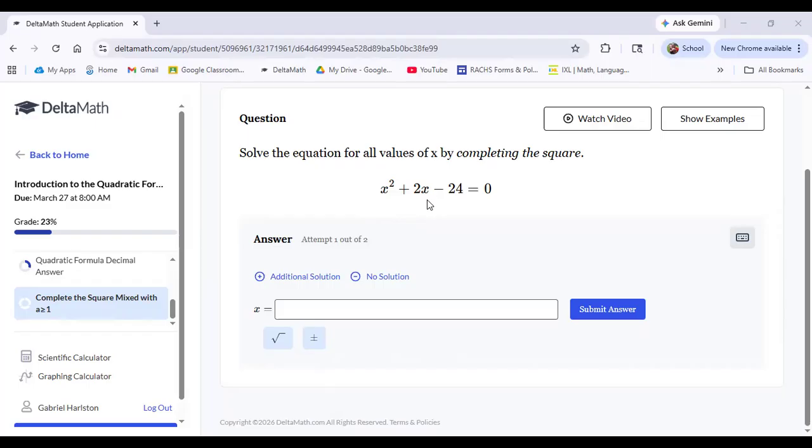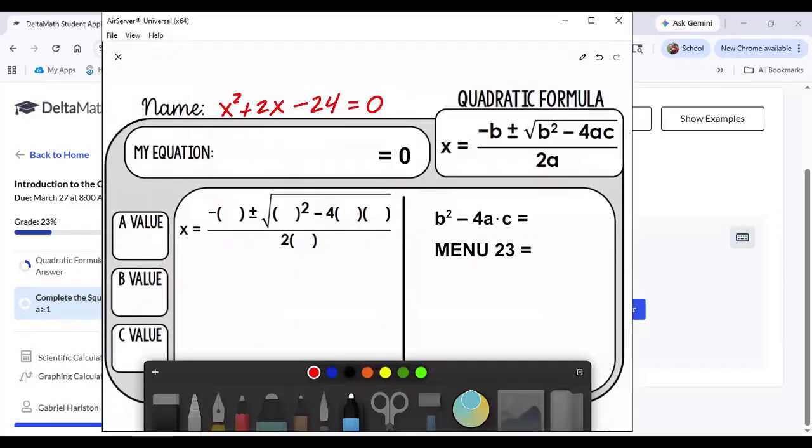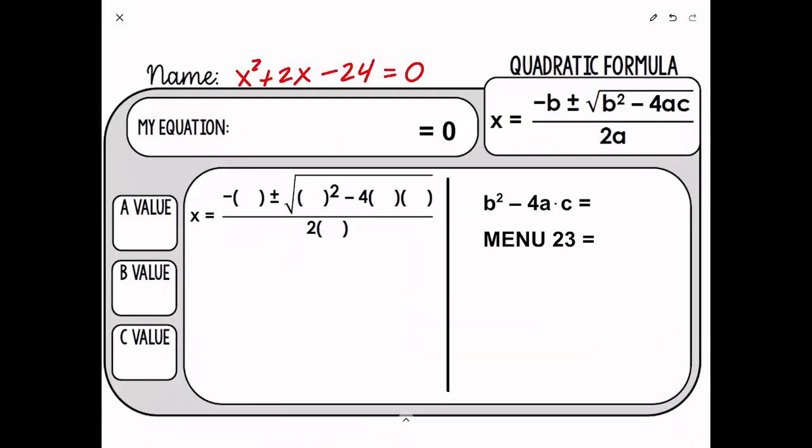So I'm going to jump to my iPad and let's make this full screen. The first thing you should see is that I've written the equation up here, and it's already equal to 0. Now we're going to do the A, B, and C. The A is the leading coefficient of 1. If there was no coefficient there, you should know that there's a 1 there. The B value is plus 2, and the C value is a negative 24.